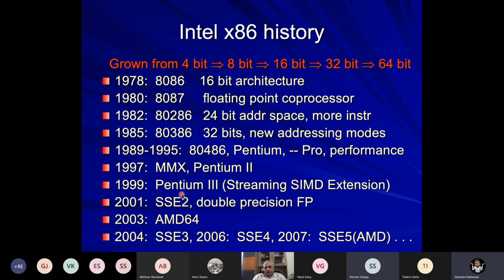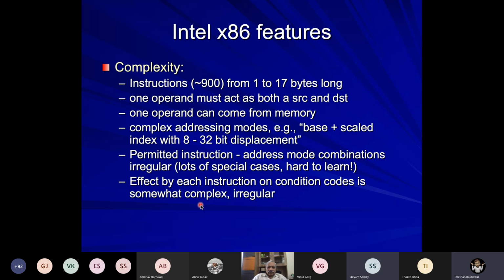So what is noticeable here is that there are several generations, and there has been an attempt to maintain compatibility. So you add features, you don't subtract anything, and keep on adding and bringing out new generations. In between, you see another company, AMD, implementing the same instruction set which Intel had designed. The instruction set is fairly huge, almost 900 instructions, and these also are of variable size, 1 byte to 17 bytes long.